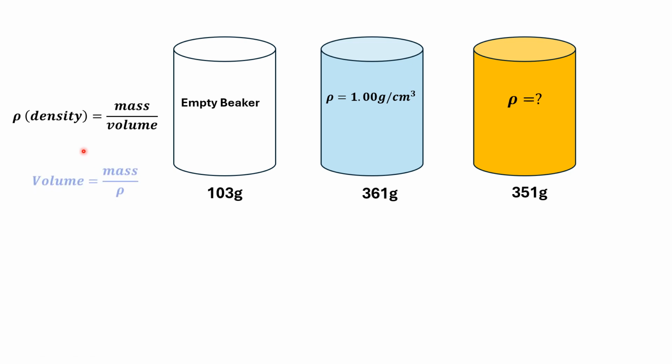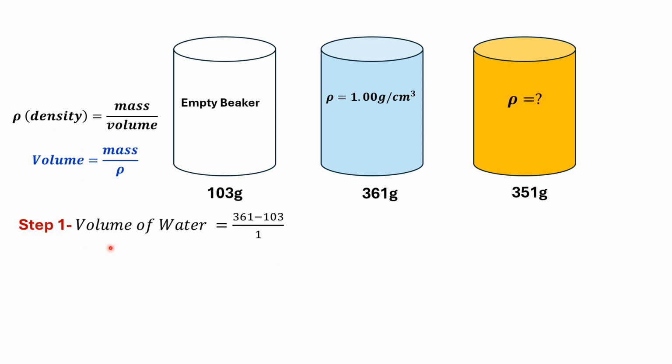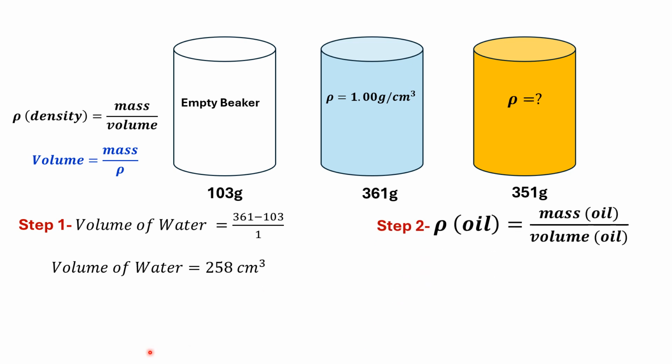Let's go! So use this density formula and rearrange in terms of volume. Now the first step is to calculate the volume of water, which we are going to do by subtracting the mass of the empty beaker from the mass of the beaker filled with water, and all this divided by the density of the water. So here is the volume of the water, 258 cubic centimeters.